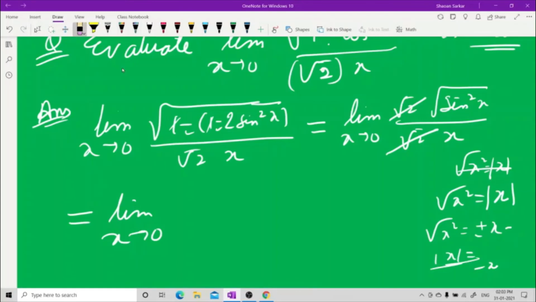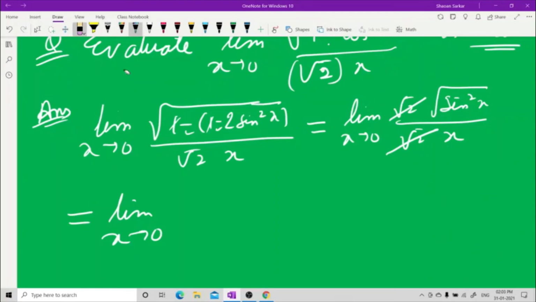If you always want a positive value, so you need to take mod. Because of this reasoning, wait a minute, let's rub all this. So now the point is here, mod sine x upon x, mod sine x upon x.